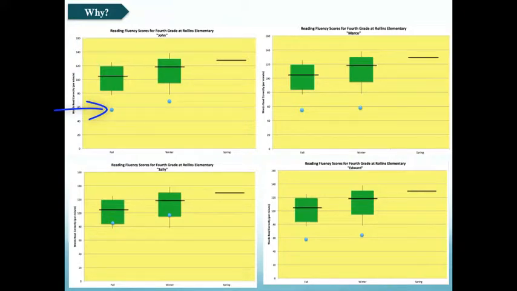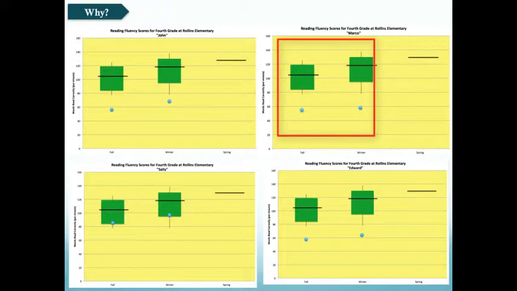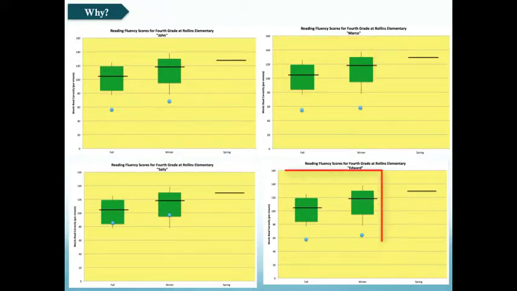So as we look at all of these graphs, we see that the first one in the upper left-hand corner, for John, he's notably below his peers and also notably below the target for both fall and winter. We look at Marco, similar type thing. Let's go all the way down to the lower right-hand corner for Edward. We also see a similar pattern here.